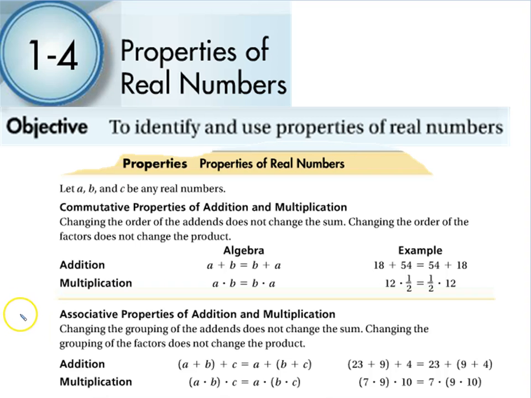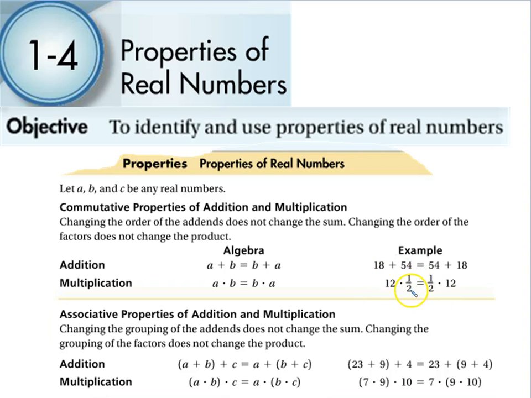Okay, so what we have now is section 4, properties of real numbers. And here's your objective. The first type of property is called commutative. You can see that we have commutative of addition, commutative of multiplication. Commutative just means we can switch the order. So A plus B is the same thing as B plus A. A times B equals B times A. So that one's kind of obvious.